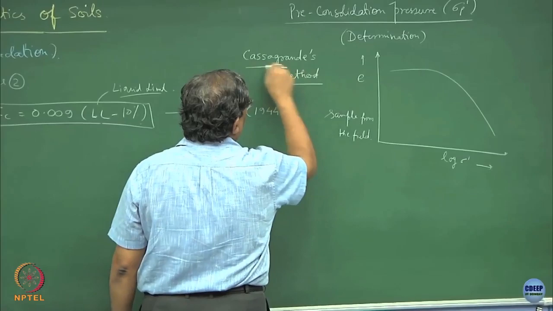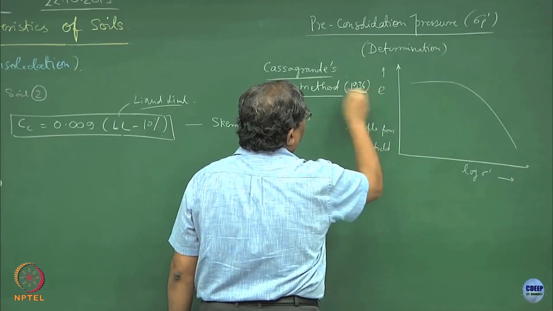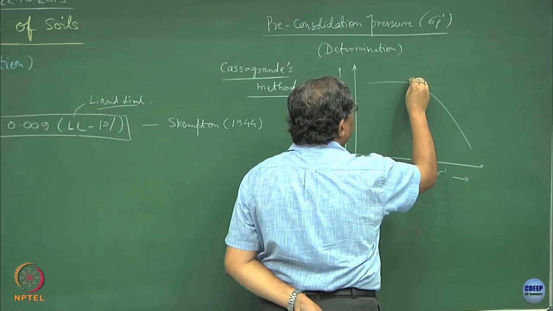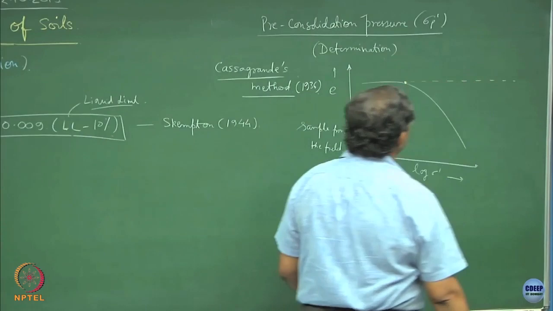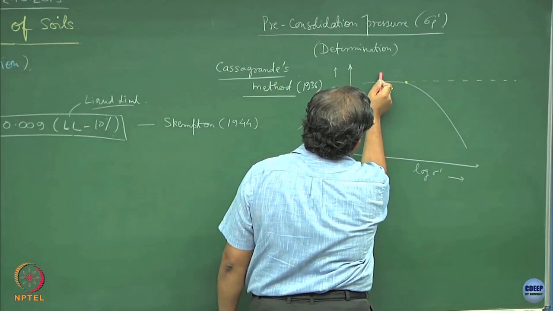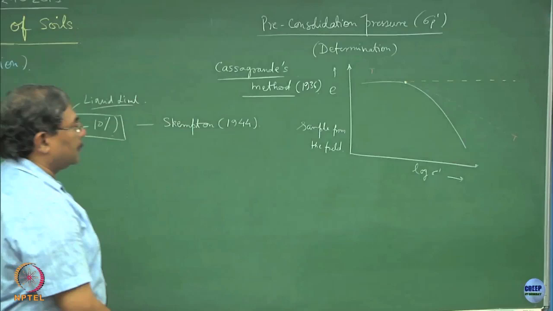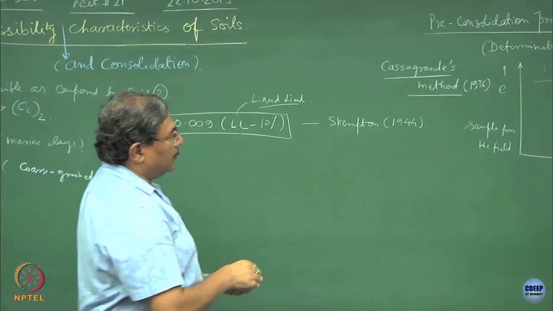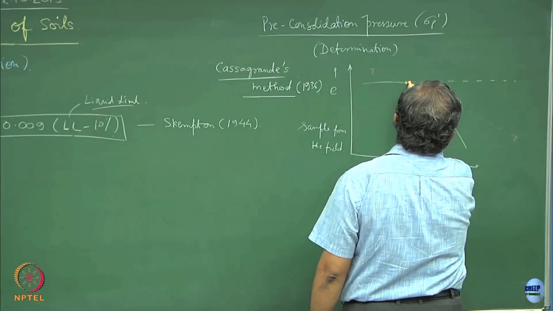It is a bit of geometrical construction, from 1936. On this graph, get the point of maximum curvature, and once you have done that, draw a horizontal line. Draw a tangent passing through this point. So, this is a tangent. Fine. Divide this angle alpha in equal halves. So, this becomes equal to this.